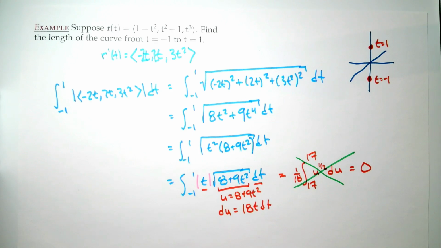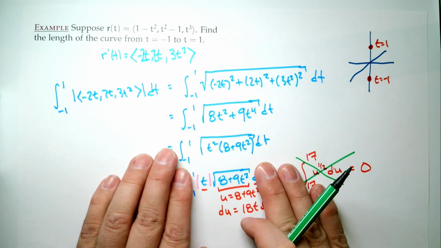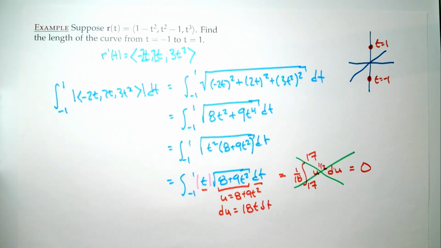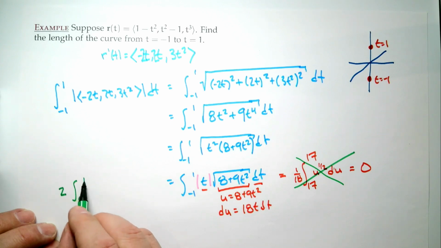What kind of symmetry? There's a name attached to it. It's even symmetry. If you just ignore the integral for a second, look at this function: whether you plug in a positive t or a negative t, you'll still get the same answer. Which means that going from -1 to 0 is the same as going from 0 to 1. So the idea here says, let's change this to twice the integral from 0 to 1.